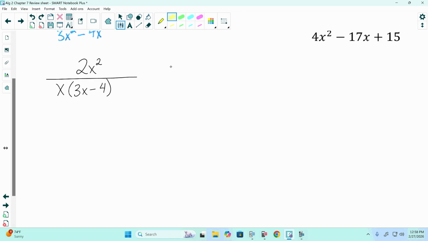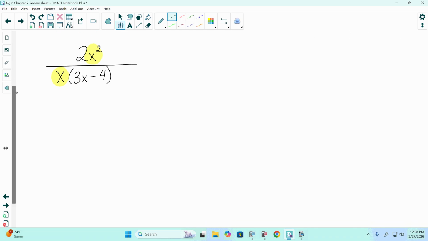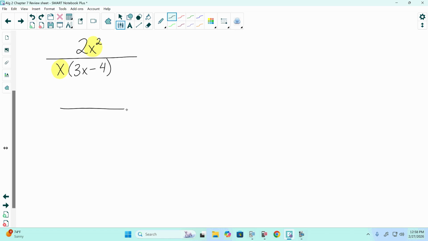And after doing that, we do have an x in common on top and bottom. The x on bottom that I just highlighted, since it's being multiplied by the 3x minus 4, it means we can simplify it out of the top and bottom. So the x on bottom is actually going to factor out completely. The 2x squared on top is going to become 2x.